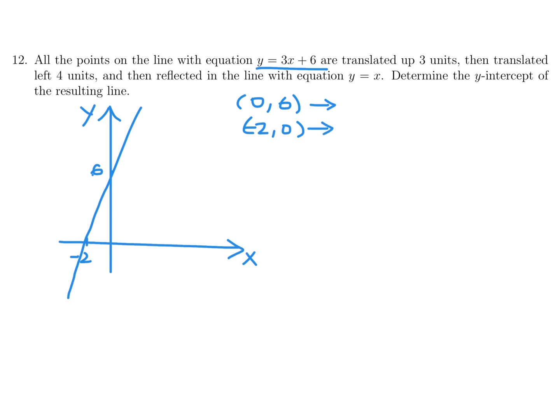Okay, so now let's talk about what they're actually doing. Translated up 3 units. So that basically means what? That the y-coordinate goes up by 3. So this would go from (0, 6) to (0, 9). And this would go from (-2, 0) to (-2, 3), correct?